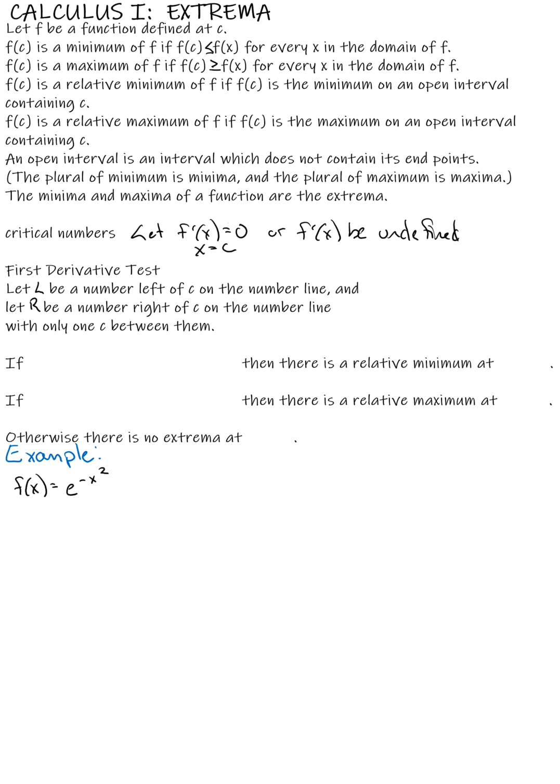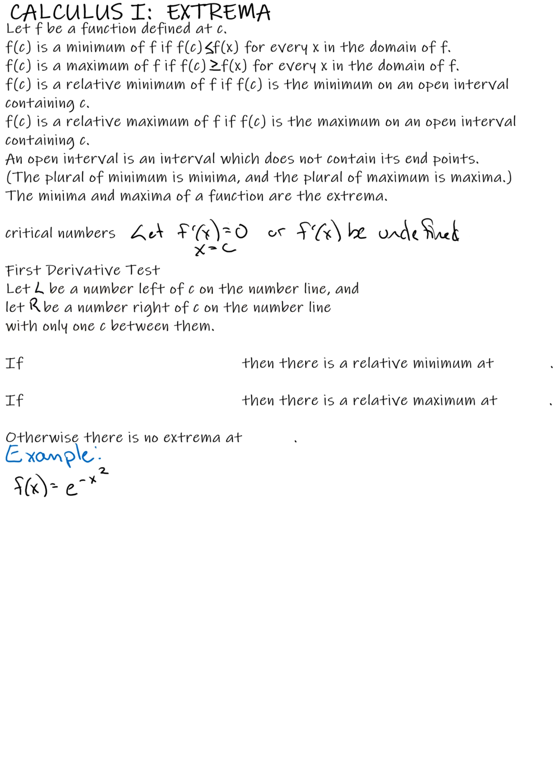And then in order to determine an extrema, we actually have what's called the first derivative test. So for the first derivative test, we'll take an L value, which is to the left of our critical number on the number line, and an R value, which is to the right of our critical number on that number line. So we pick a value to the left and a value to the right. We do need to make sure that there's only one critical number between those two numbers that we picked off the number line. Now here comes the fun.